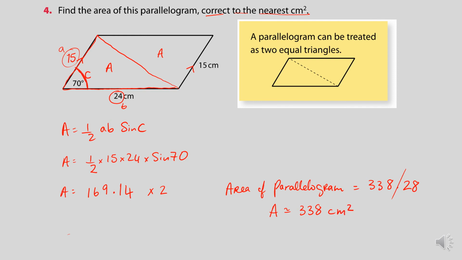Incidentally, if you choose to multiply by the 2 first from your formula, you counteract the half. 2 times a half is just 1. So we could have begun with area of a parallelogram equals, so no half, just AB sine C, and we get to the answer straight away.